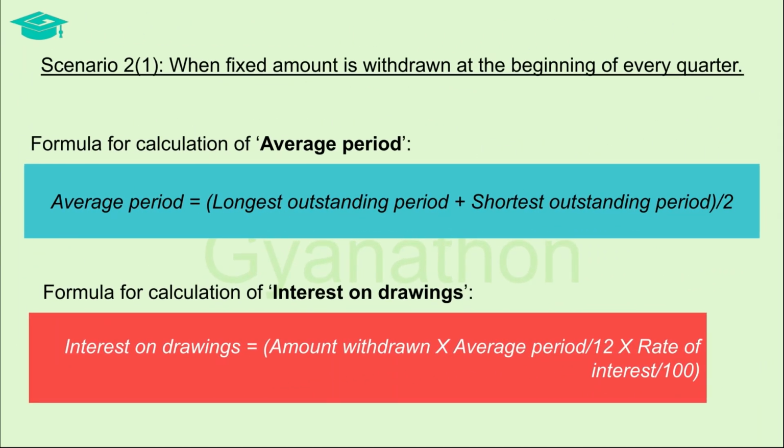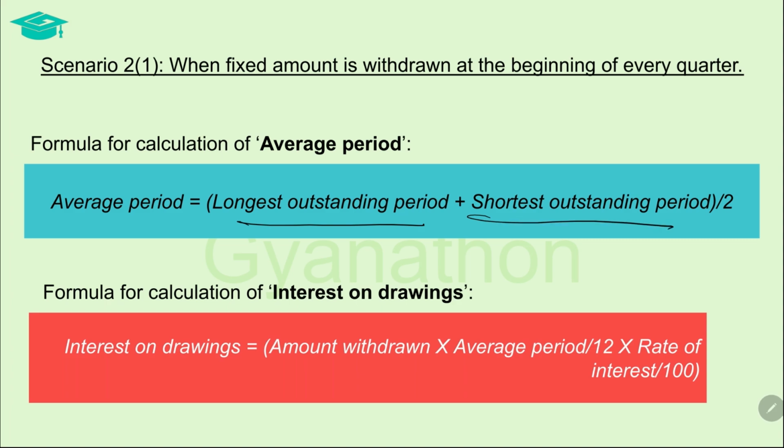Let us discuss how to calculate the interest on drawings when a fixed amount is withdrawn at the beginning of every quarter. As we have discussed before, when fixed amounts are withdrawn at regular intervals, rather than calculating for each and every withdrawal, we can aggregate and calculate on the basis of average period. Similarly, we have to first calculate the average period here. Average period is the average of all the periods for which an amount stays outstanding from the firm. That is the average of the longest period and the shortest period.